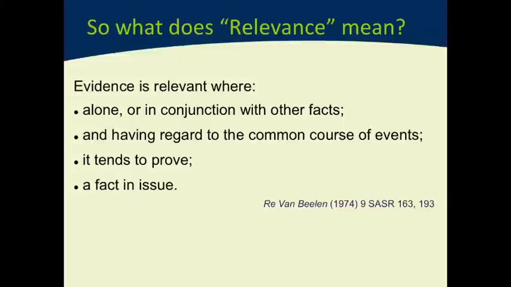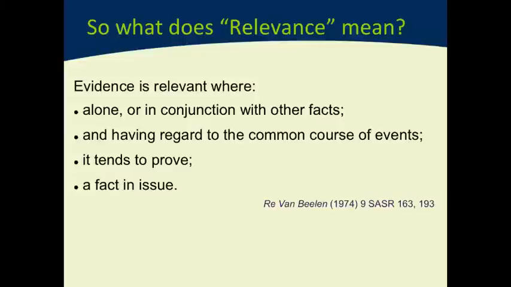So if we look at those 2 slides, what they're telling us is that anything that alone or in conjunction with other facts and having regard to the common course of events tends to prove a fact in issue should be placed before the court, received and weighed, unless some special rule demands that it should be excluded. What you'll find out in a few minutes' time is that those special rules are the admissibility rules of evidence.